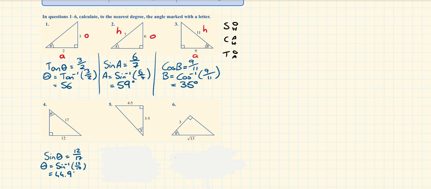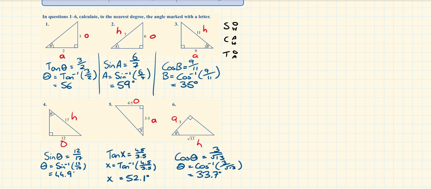Right, so I'll rub that out. So you should have used sine, so it should be opposite and hypotenuse there. I'll just label these as well. So again, you've got opposite and adjacent here, and we've got a hypotenuse and adjacent here. So we've got tan here, opposite and adjacent. So we should have cos here as well. So that's how you work out these ones.